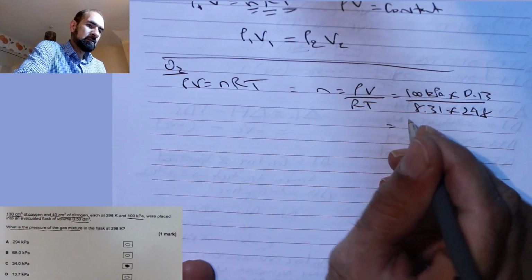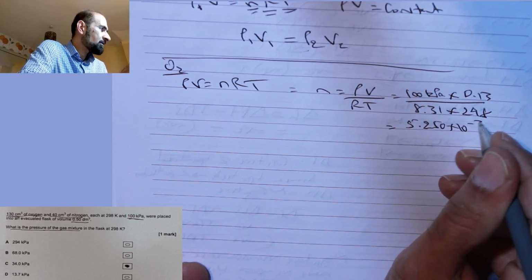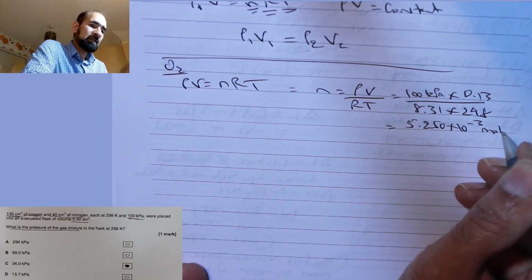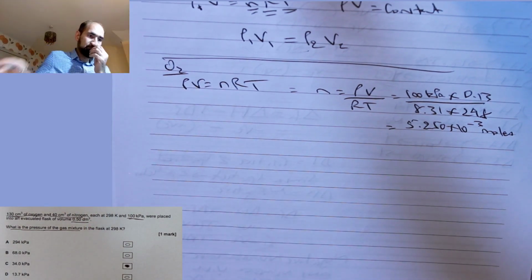So the answer is 5.250 times 10 to the minus 3. Okay, and that's moles. That's moles of oxygen. All right, I now need to work out the moles of nitrogen.